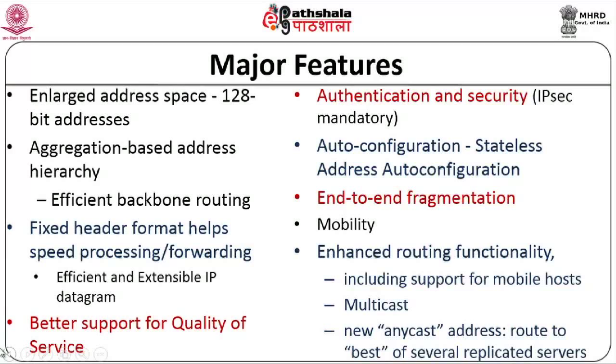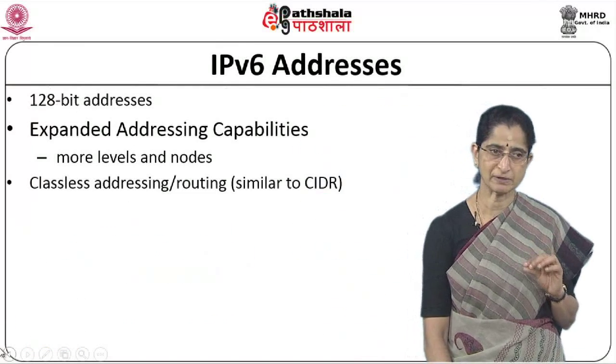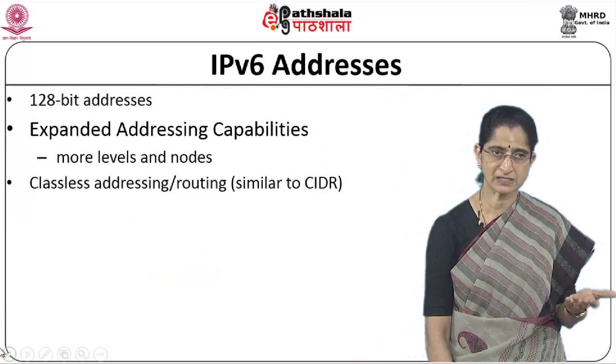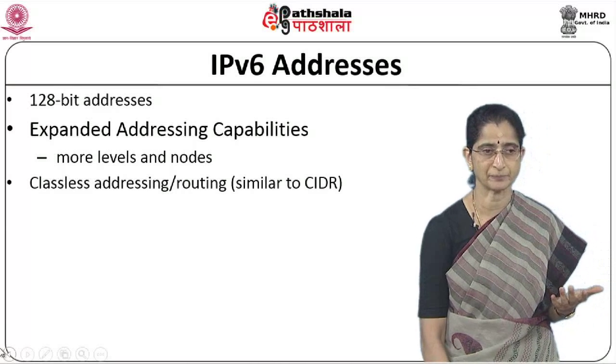Now, we will take a look at some of these things in detail. The IPv6 addresses, we said, are 128-bit addresses, and that gives us an expanded addressing capability. So, there are more levels and more nodes can be supported.